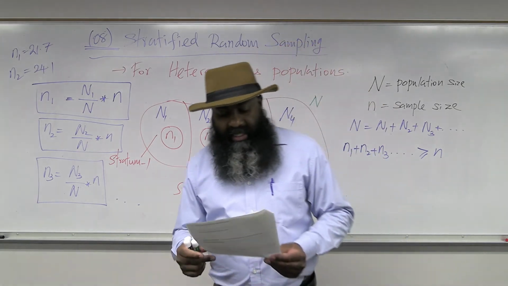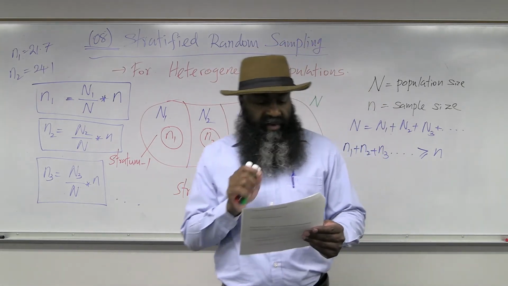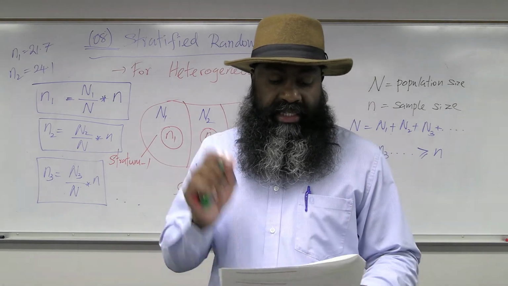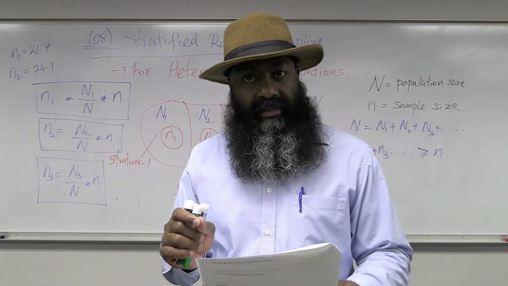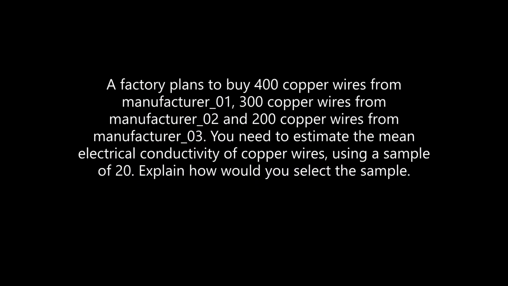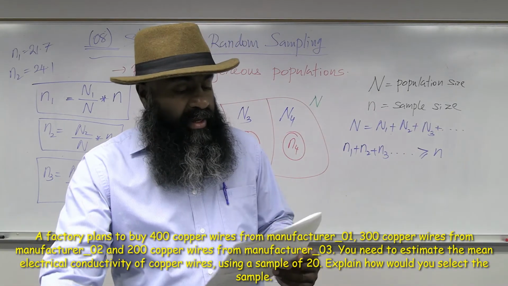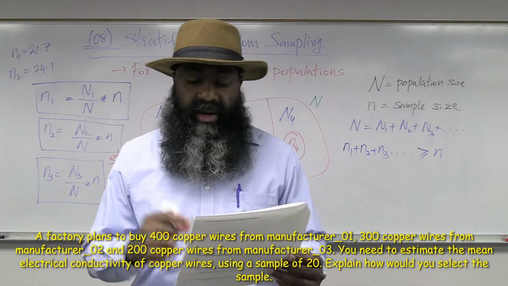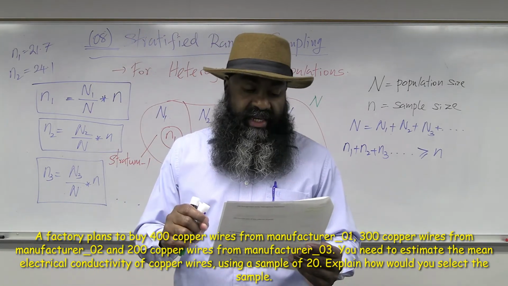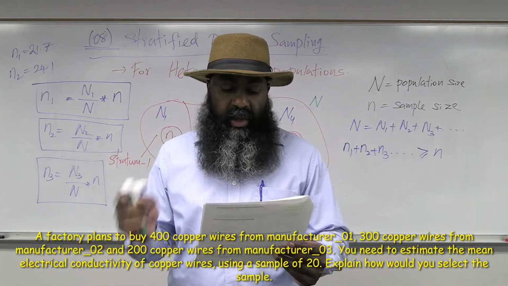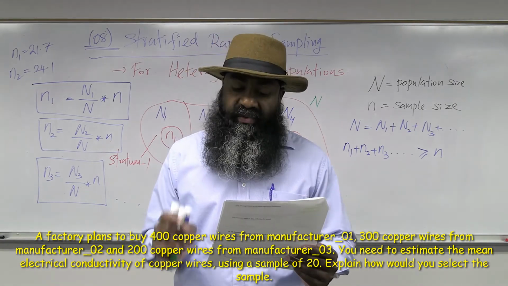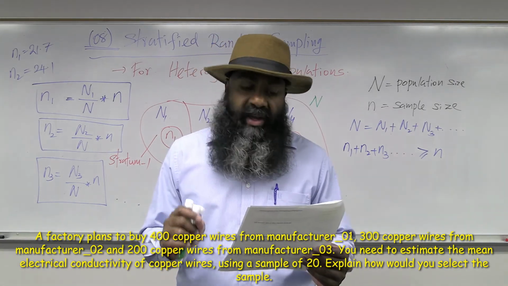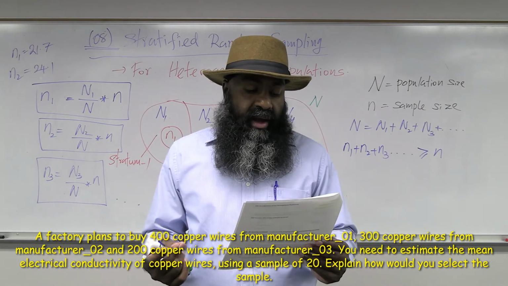All right, let's move on to question number 9. See if you can identify this as a heterogeneous population, and see if you can answer the given question. So here's the question. A factory plans to buy 400 copper wires from manufacturer 1, 300 copper wires from manufacturer 2, and 200 copper wires from manufacturer 3. You need to estimate the mean electrical conductivity of copper wires using a sample of 20. Explain how would you select the sample.